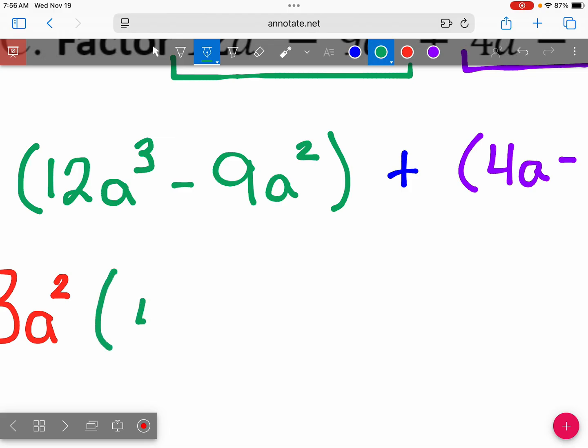And that's going to leave us with 4a: 12a cubed divided by 3a squared. 12 divided by 3 is 4, and a to the 3 minus 2, so we subtract our exponents. And if I divide my 3a squared out of my 9a squared, well, a squared divided by a squared cancels out, and I'm left with 9 divided by 3, which is 3. So if I take my 3a squared out of that first factor, we're left with our 4a minus 3.